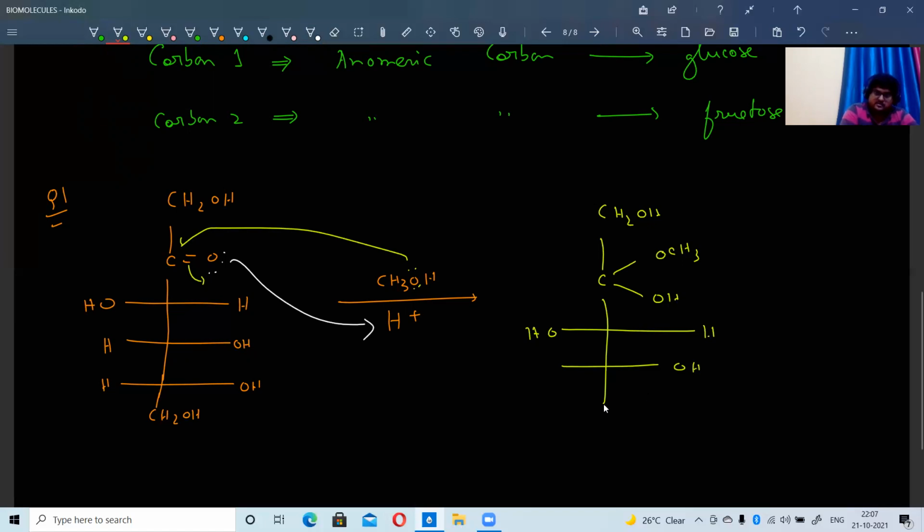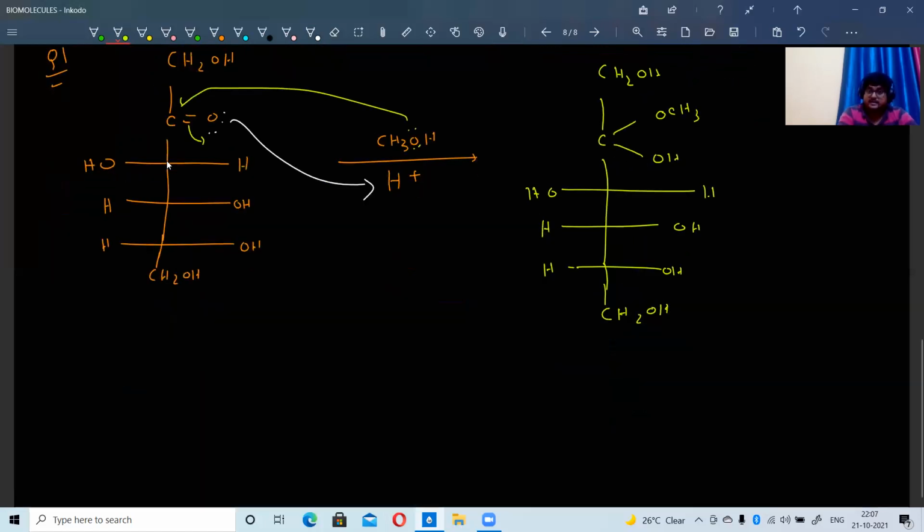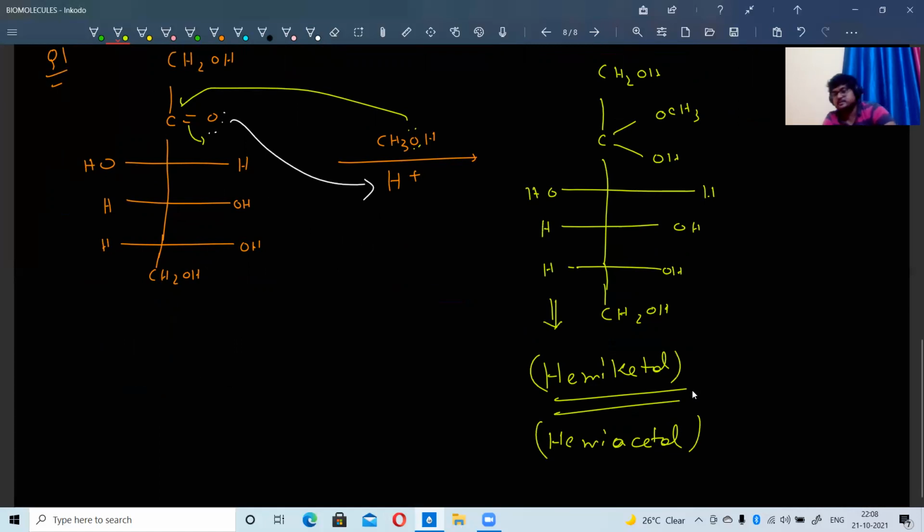Whatever reaction takes place at the anomeric carbon, remember what you get in this case. If this one is an aldehyde, then we can say hemiacetal. If this one is an acetal, then we can write hemiacetal if the aldehyde group is present, but this compound is a hemiketal, because this group is a ketone group. Any doubt? This one is clear? Okay, do you have any doubt?